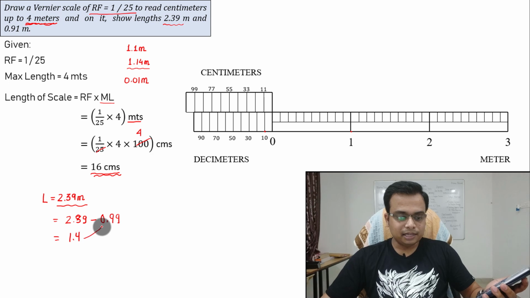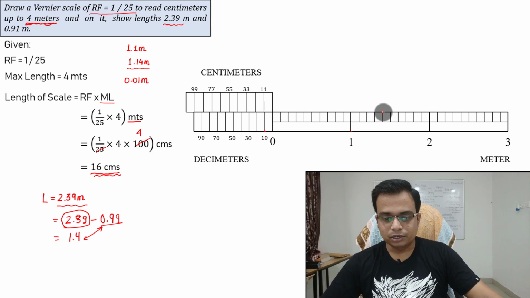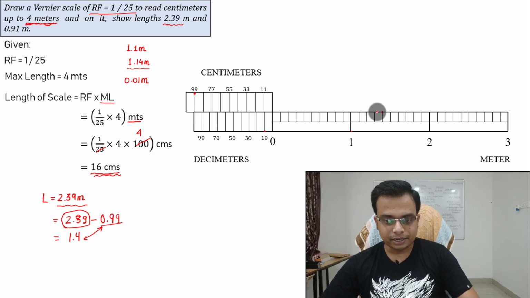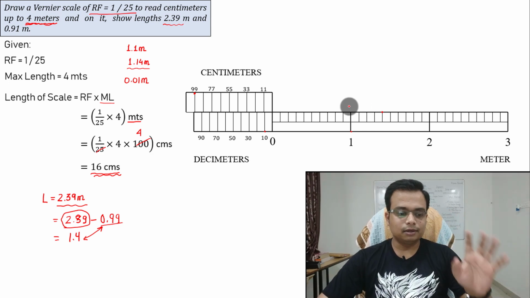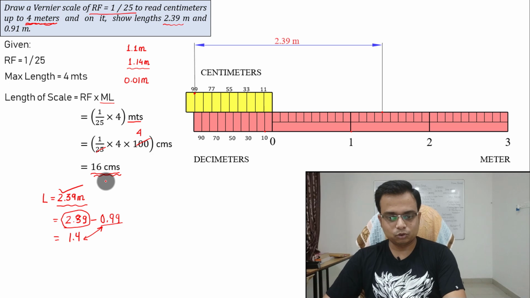1.4. Now the idea is very simple. When 0.99 is added to 1.4, automatically you are going to get 2.39, and it's something like this. From 0 towards the right we get 1.4, and to the left of 0 we have this distance as 0.99. So between these 2 points, the net distance is 2.39. Here we go. Let me just show you.